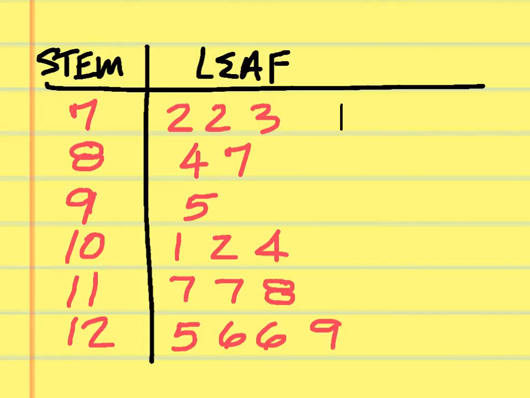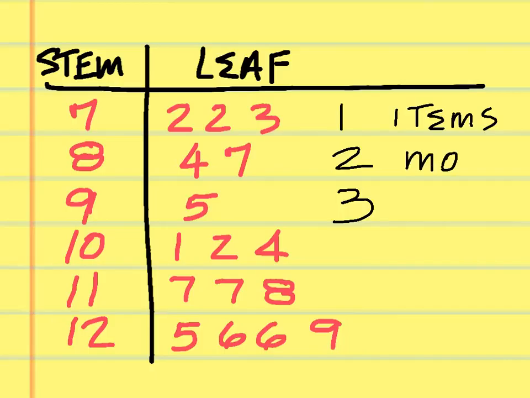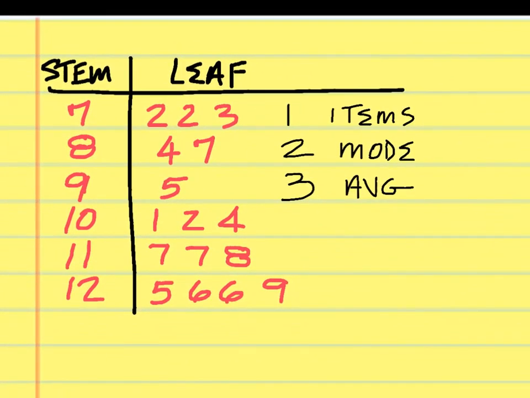You're going to answer all these at one time and bring all these answers up here. On your small piece of paper, just number 1, 2, and 3. And bring me the number of items, the mode, and the average. Average is rounded to the tenth place. How many items are in this list? 16.